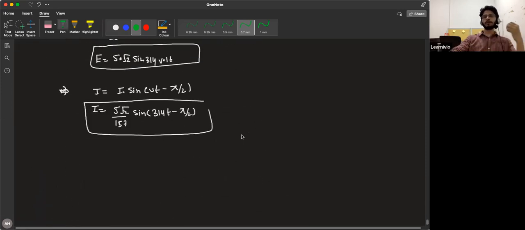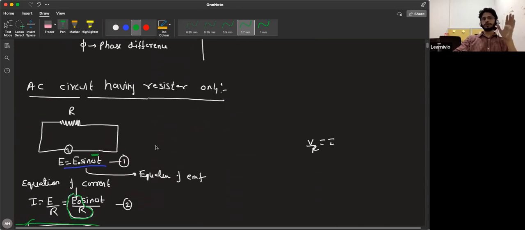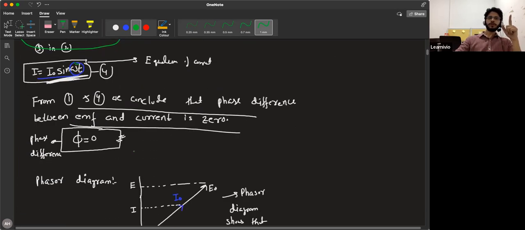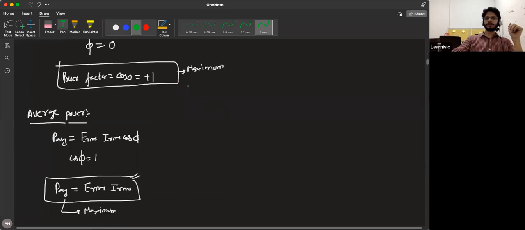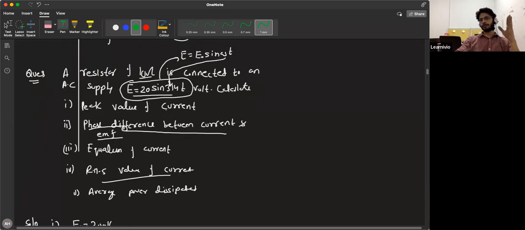The first circuit was the circuit having resistor only. In resistor, the expression for the peak value of current is E naught by R. I naught is E naught by R. That was the first expression. The second is there is no phase difference between current and EMF. The phase difference is zero. So in the phasor diagram also, EMF and current were in the same phase. And the important thing is the power factor. Power factor will be 1. So in resistor, peak value of current is E naught by R, and current and EMF are in the same phase.